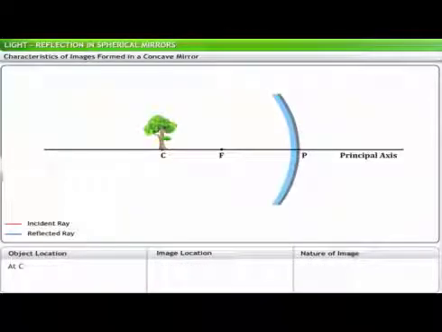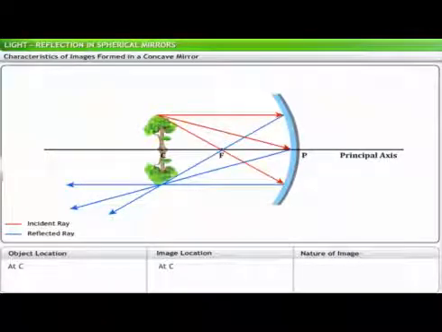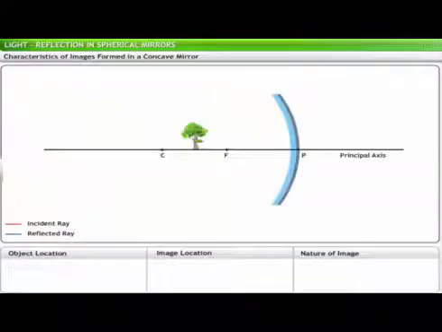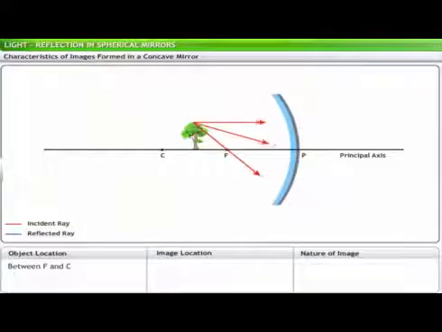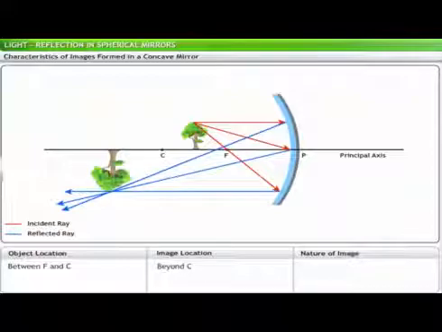When the object is placed at center of curvature C, the image is formed at the same point, that is, at C. This image is real, inverted, and equal in size to that of the object. When the object is placed between the principal focus F and the center of curvature C, the image is formed beyond the center of curvature C. The image in this case is real, inverted, and magnified.